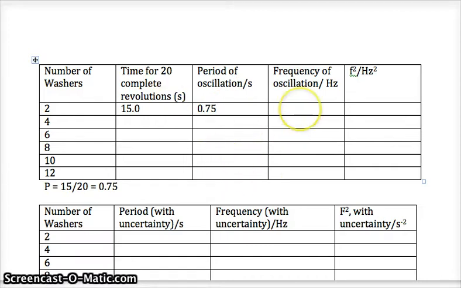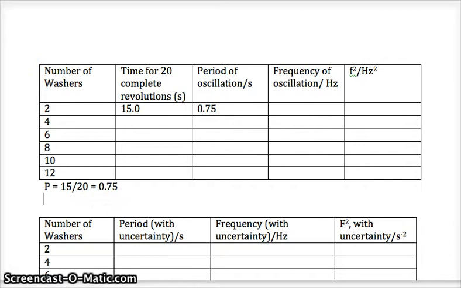The frequency of oscillations is going to be 1 over the period. So frequency is cycles per second. Period is the seconds per cycle, so that should make sense. And 1 over 0.75 is equal to 1.33. So your frequency of oscillation should be 1.33, and that's in hertz.